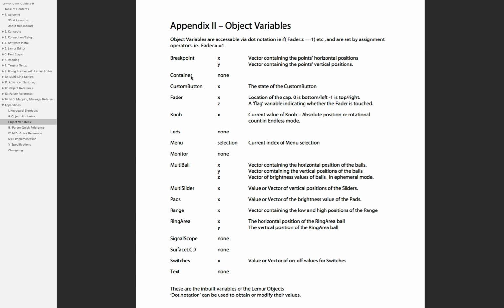Next to some objects, you'll see the word None. These objects do not have any variables, and so we won't be covering them today. Also note that there have been some additions since this manual was created, so some objects actually have a Z variable, even though it's not listed on this page. Alright, with the introduction out of the way, let's get started.